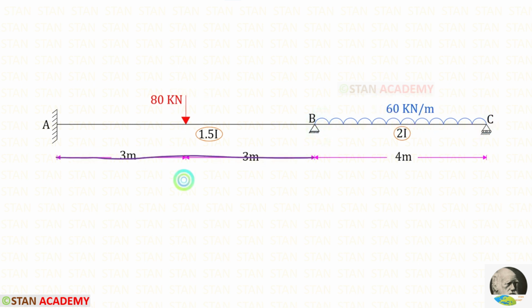Length of span AB is 6 meter and the moment of inertia is 1.5 I. Length of span BC is 4 meter and the moment of inertia is 2 I. In the point A, there is a fixed support. In the point B, there is a hinged support. And in the point C, there is a roller support.